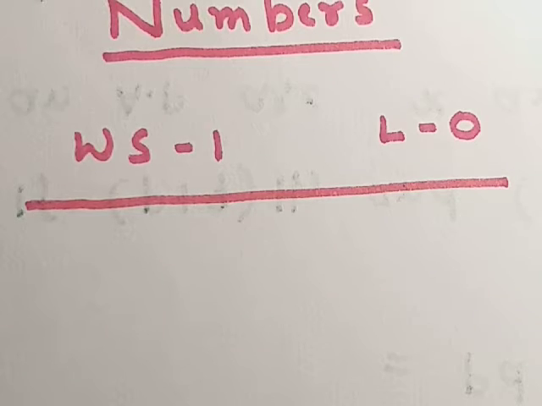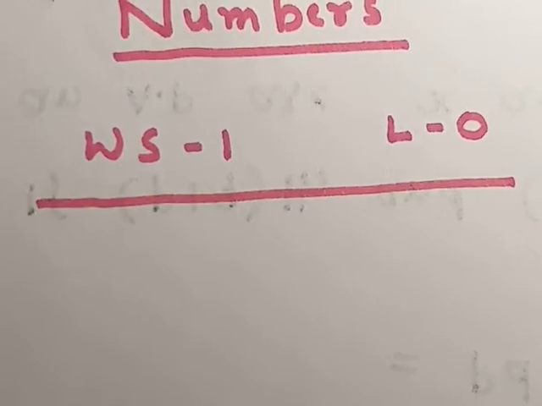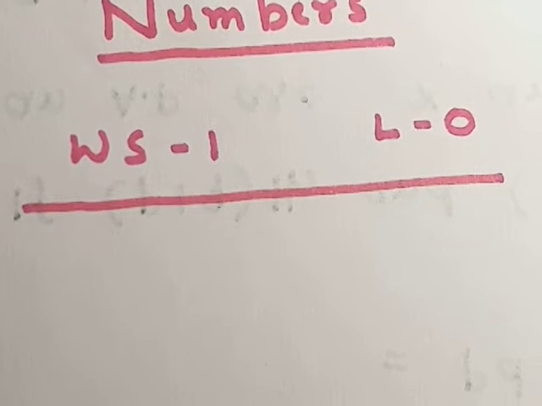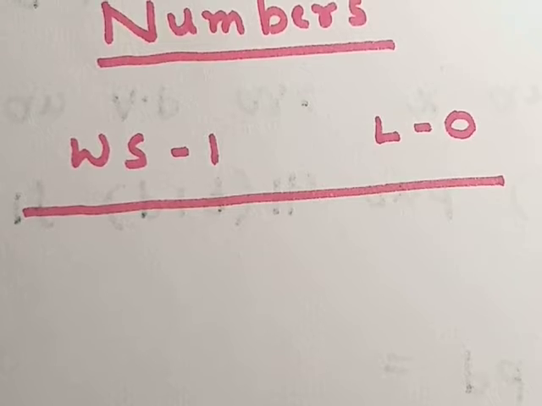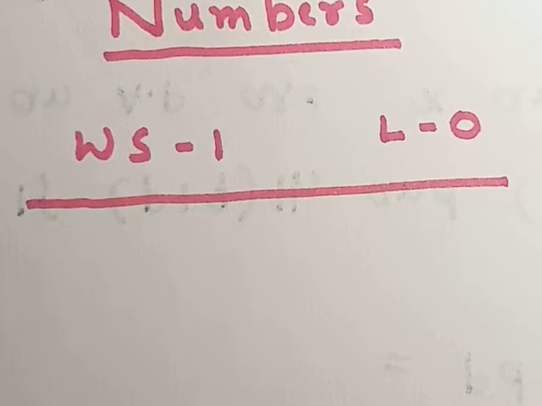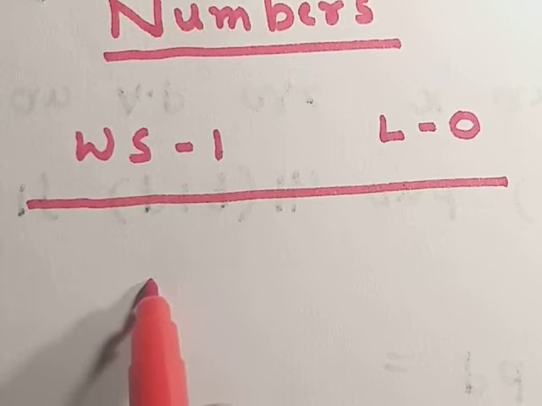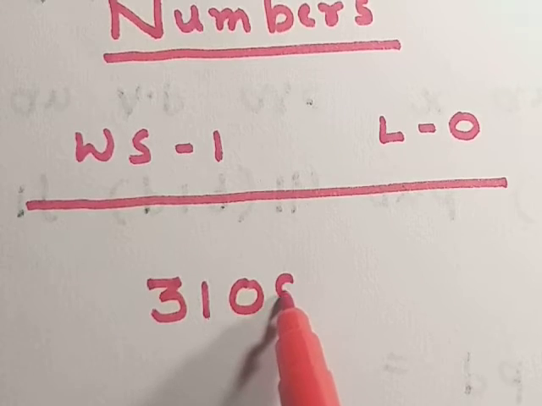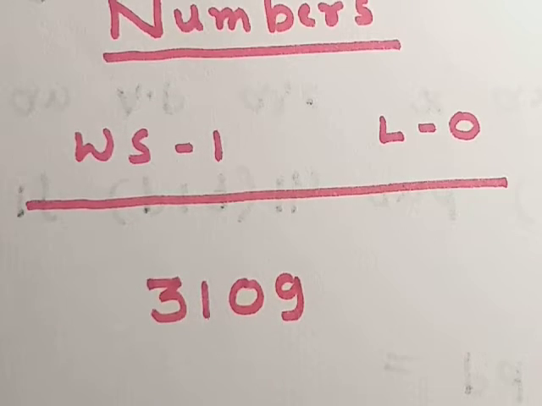The place value and face value will be decided on the basis of the presence of a numeral at a place according to the number chart. Suppose 3109. Let us take this number.